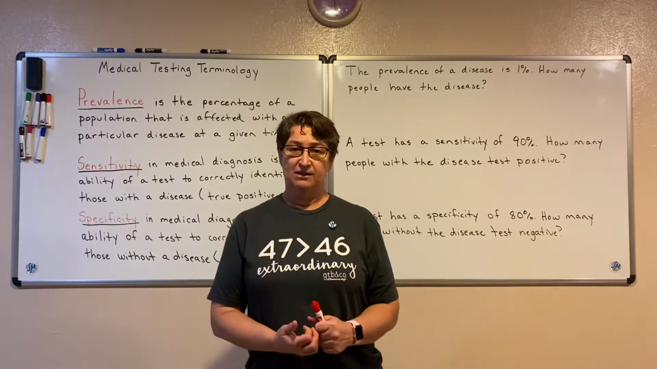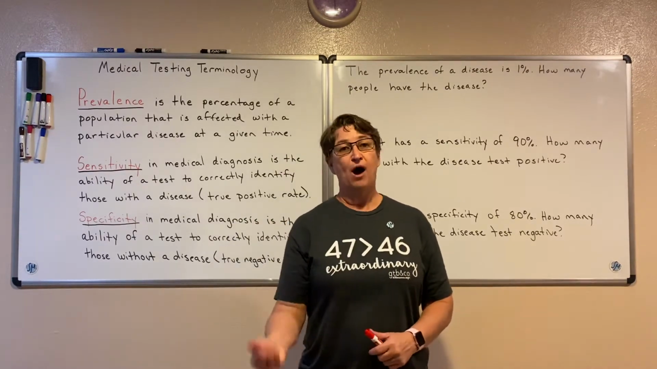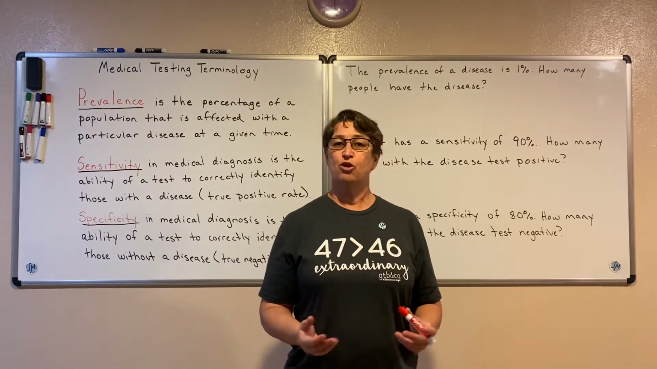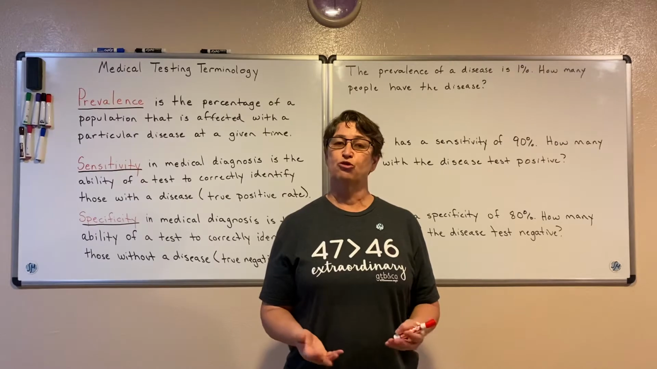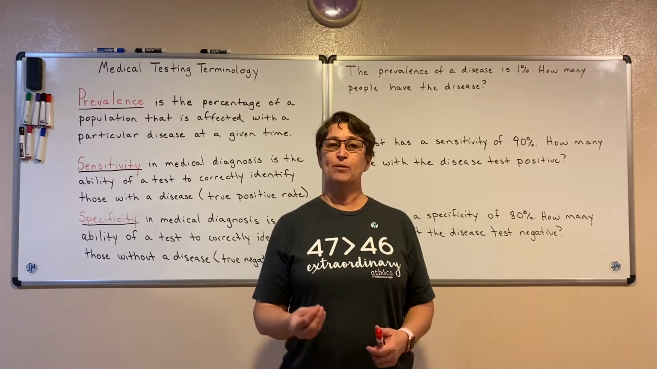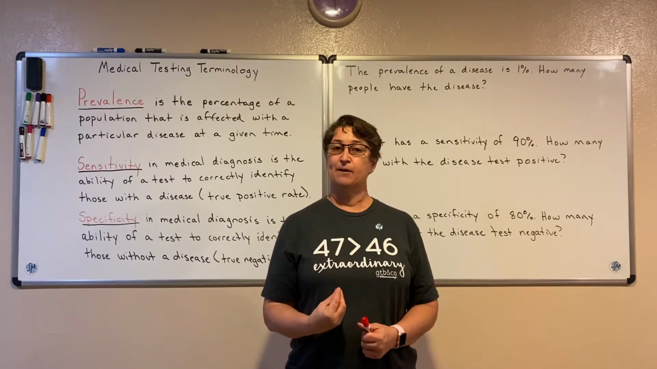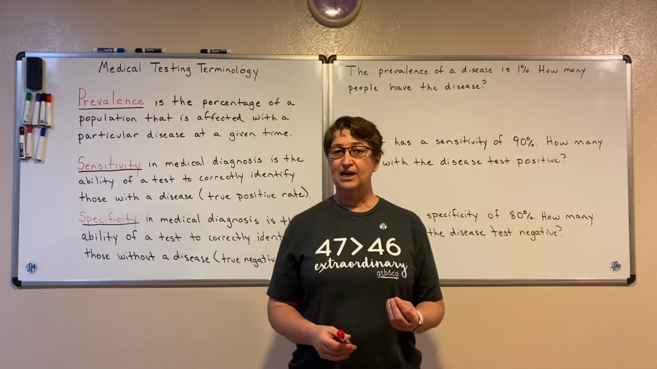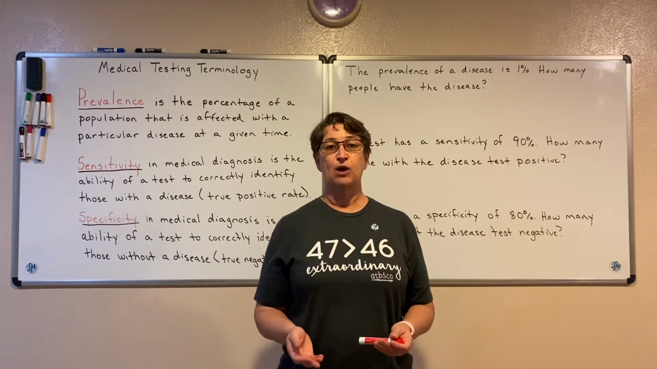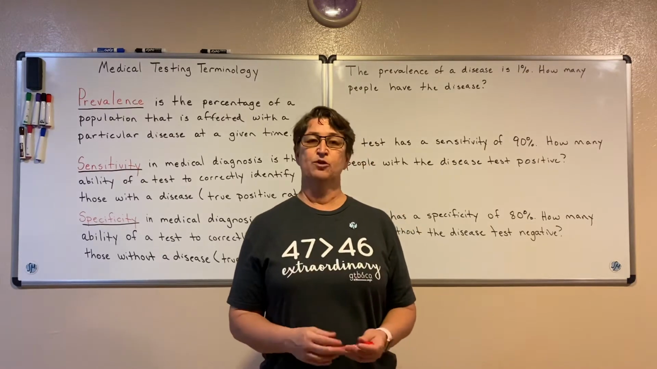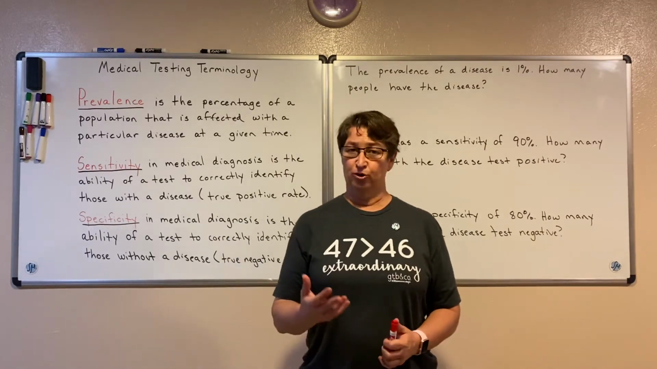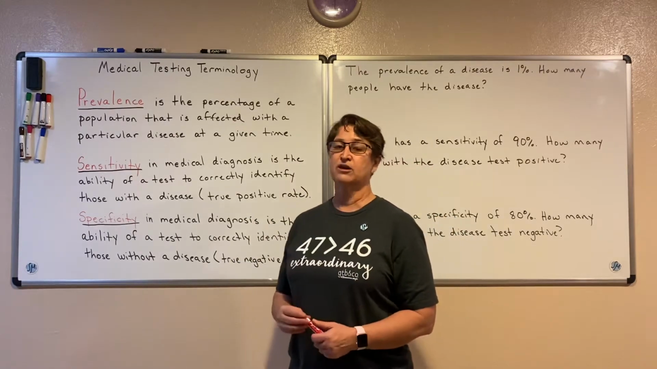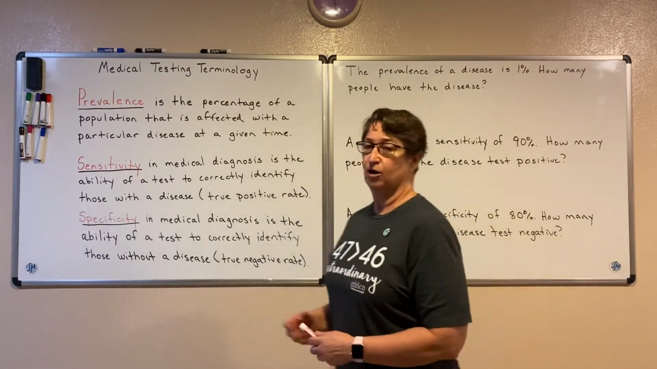And we get back test results that say you're positive for the disease or you're negative for the disease. Well, sometimes those results are actually wrong. We may get a positive result back and it turns out we don't have the disease, or we may get a negative result back and it turns out we did have the disease. So when we are talking about those tests and those results, we use certain words to help us with that.